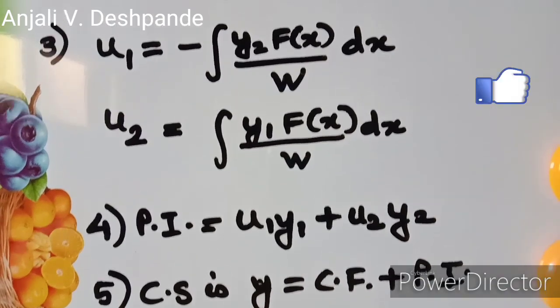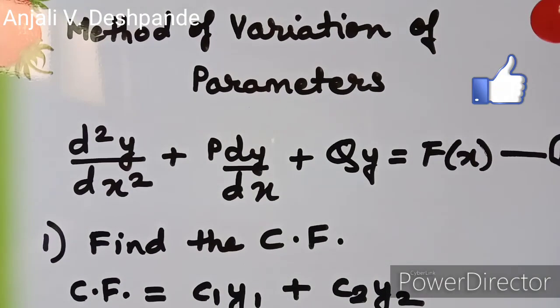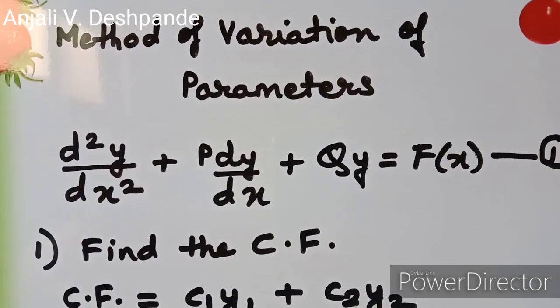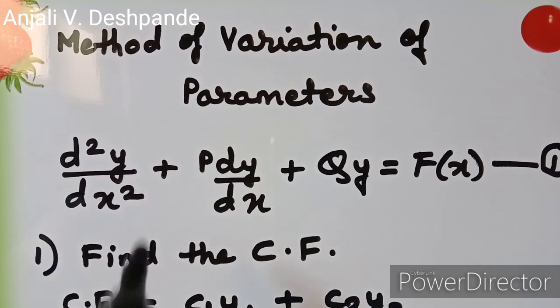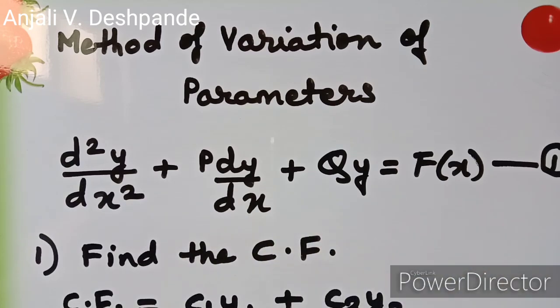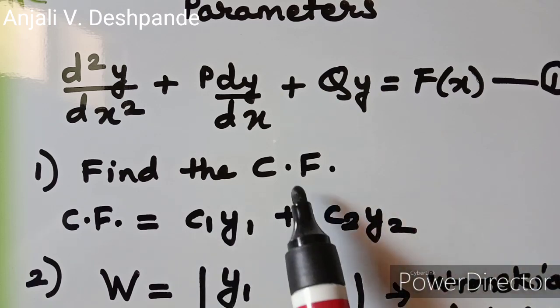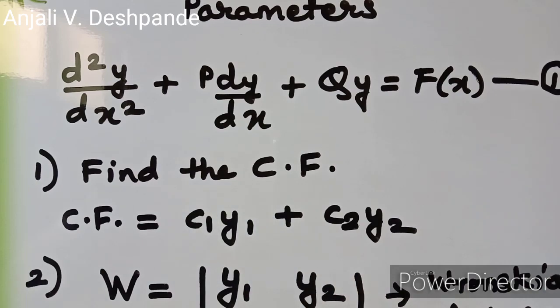So this is the method of variation of parameters for finding out the particular integral of the second order linear differential equation with constant coefficients. In this method, you first find the CF as usual, then write the CF as C1 y1 plus C2 y2. Please refer to the earlier videos for the methods of finding out the CF.